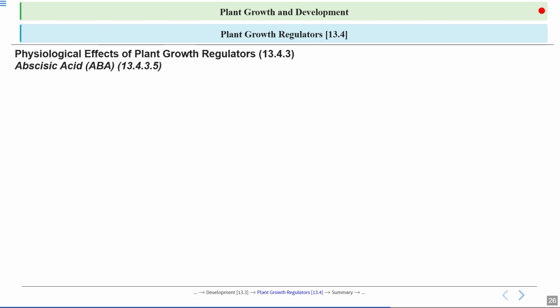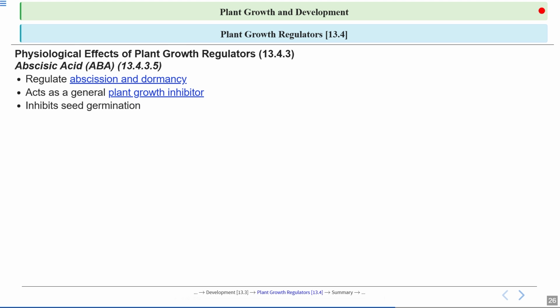The next plant growth regulator is abscisic acid. It regulates abscission and dormancy. It promotes dormancy, like we have heard about the dormancy of seeds, and abscission layer formation in leaves. This is because of abscisic acid formation. It acts as a general plant growth inhibitor. It inhibits seed germination. It does not allow the seeds to germinate because of its effect on dormancy of the seeds.